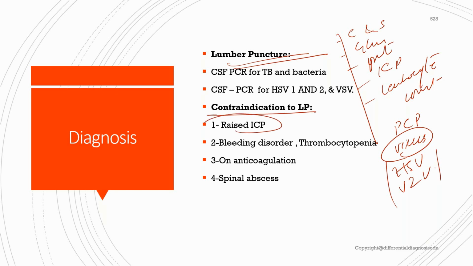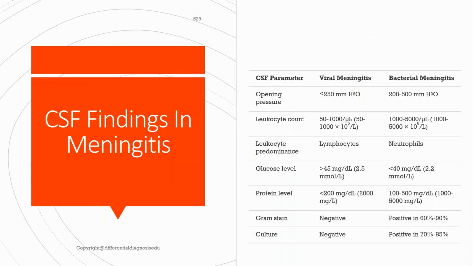Patient has raised intracranial pressure, bleeding disorder, they are on anticoagulation, or they have a spinal cord abscess, spinal abscess. So when do you suspect meningitis? Opening pressure is high, 200 to 500. If it is greater than 600, then you should suspect hydrocephalus. Less than 600, 200 to 500, bacterial meningitis is a possibility.